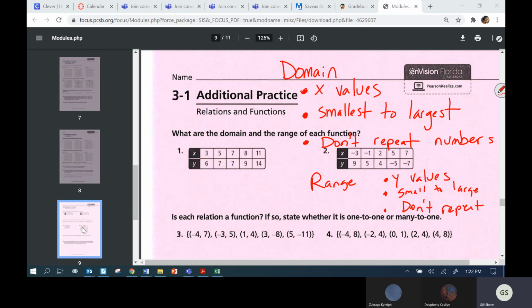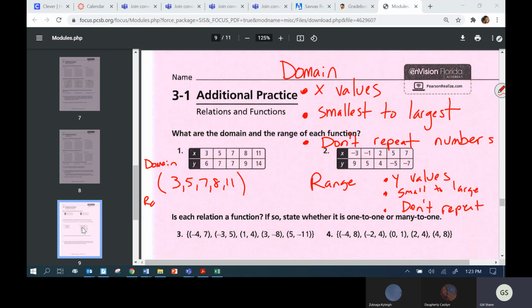So I'm going to do domain first. Okay, so it's the X values. So I'm pulling from X values, smallest to largest, where they're already in order from smallest to largest. So that makes it easy. So 3, 5, 7, 8, 11. That's my domain. None of them were repeated, so I didn't even have to worry about repeating any of them. So that was my domain.